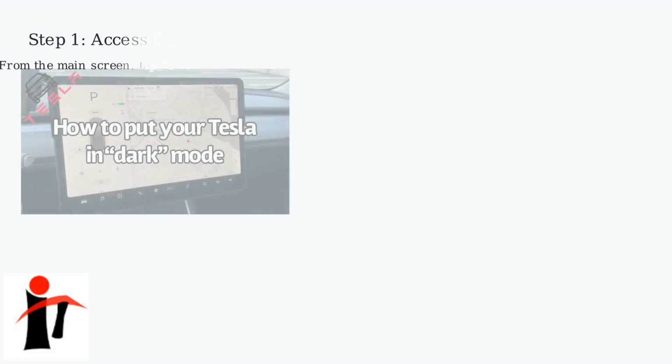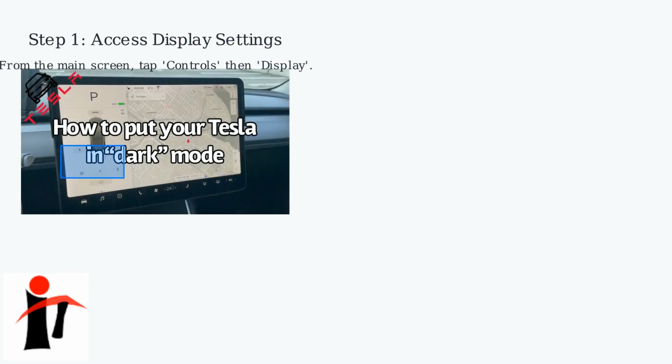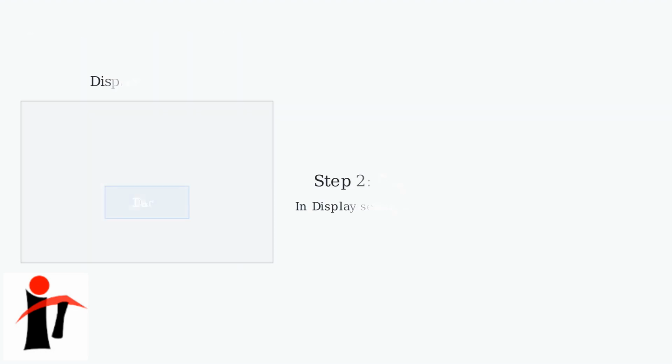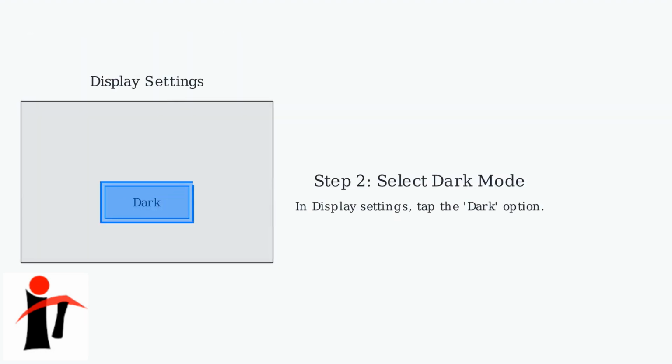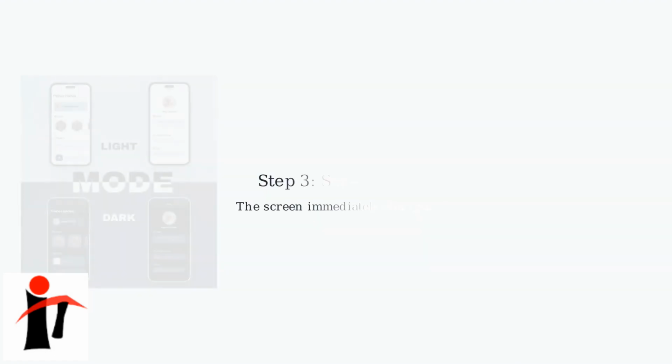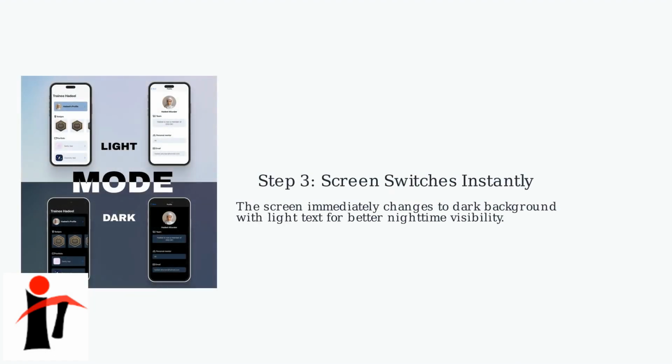To switch to dark mode, start from your Tesla's main screen. Tap the Controls button, then navigate to Display Settings. Once in Display Settings, you'll see options including Light, Dark, and Auto. Tap the Dark button to activate dark mode. Upon tapping Dark, the screen switches immediately to a dark background with light-colored text and icons, perfect for nighttime driving.